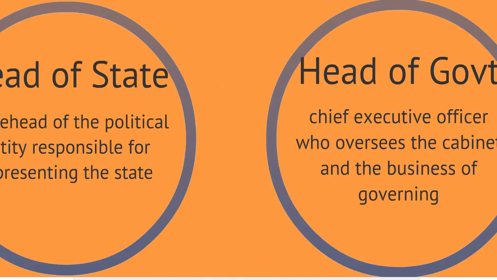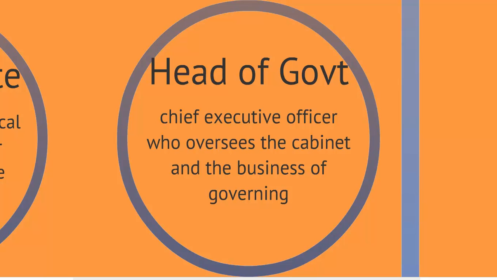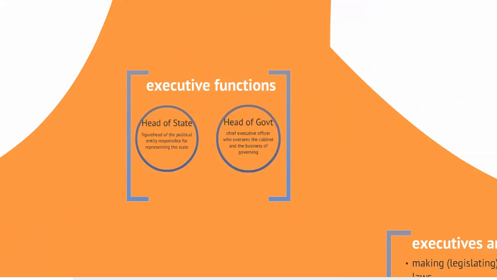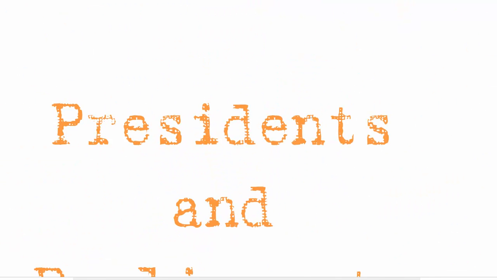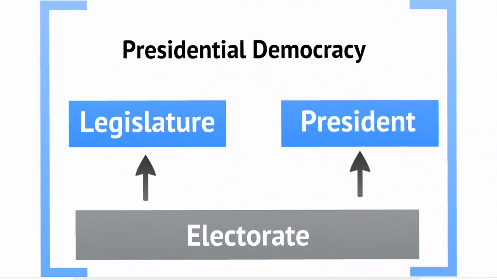The head of government is more like the body of the state. Here the executive function is the actual day-to-day business of the state, governing. The head of government is the head of the cabinet, that group of individuals who represent all of the various departments or ministries that run the state. With these distinctions now cleared up, let's turn to the form of democracy most of us are used to, presidential democracy. Here's a little overview of how presidential democracy works.